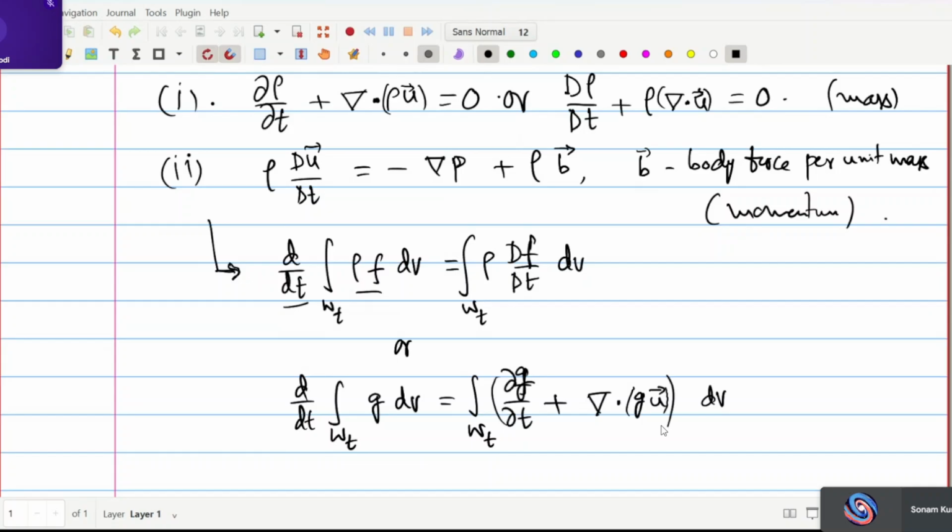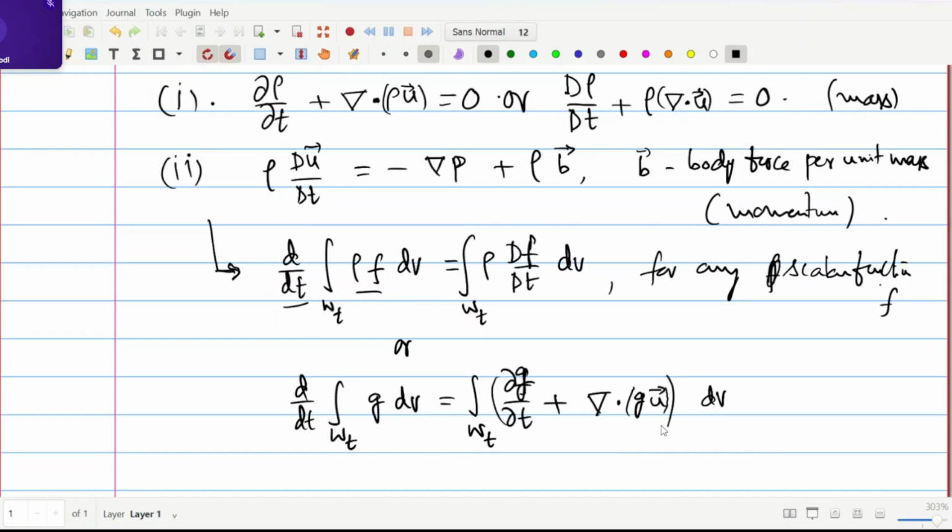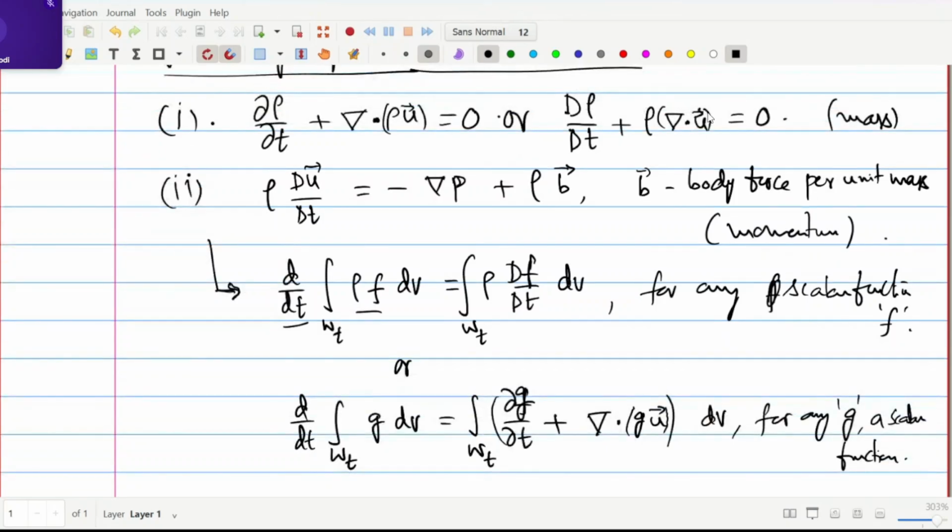To remember this transportation thing, you look at this first version of the mass equation. That is inside, for any function g. For any scalar function f. And here also, for any scalar function g. So these are the equations we have derived so far.